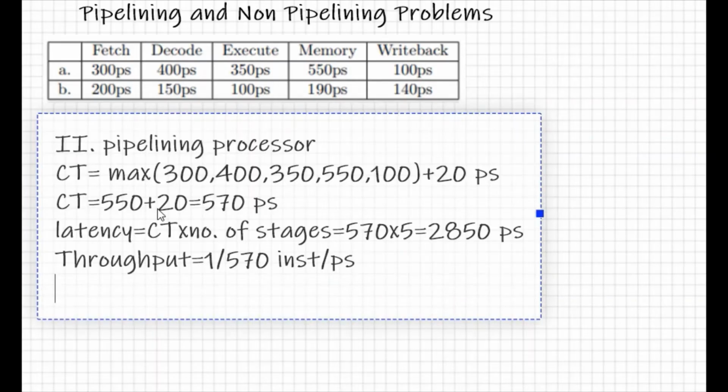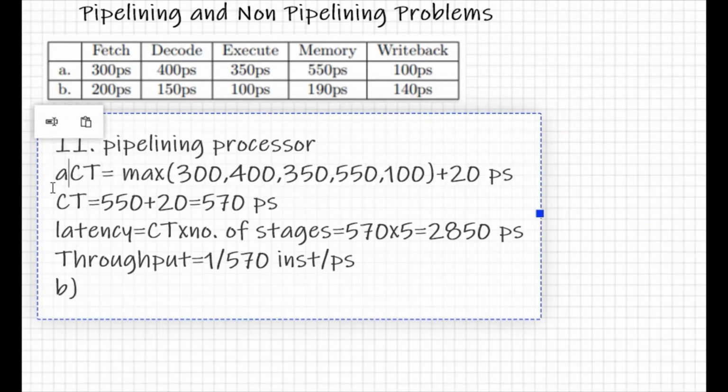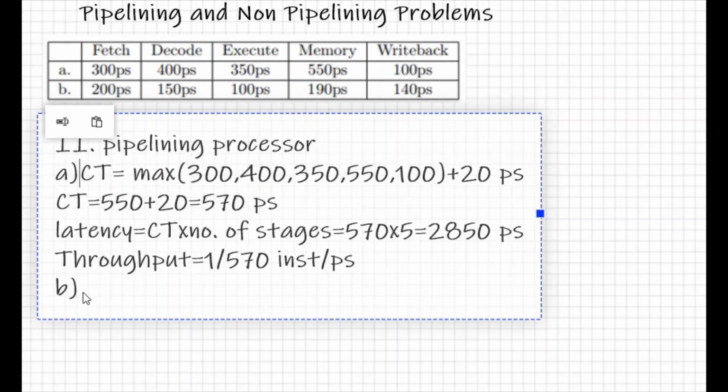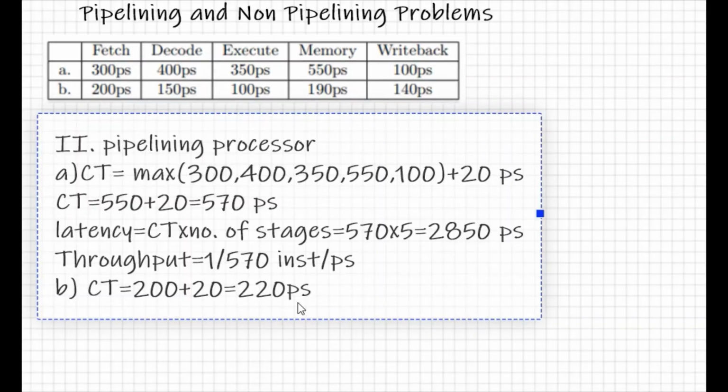Now we will do it for part B. I forgot to write part A here, so let me write it. This was for part A. So for part B, CT will be, now you check here, 200, 150, 100, 190 and 140. So max is 200. So CT is equal to 200 plus the register delay, which is the same because the register delay is 20 picosecond for all the registers. So it will become 220 picosecond.